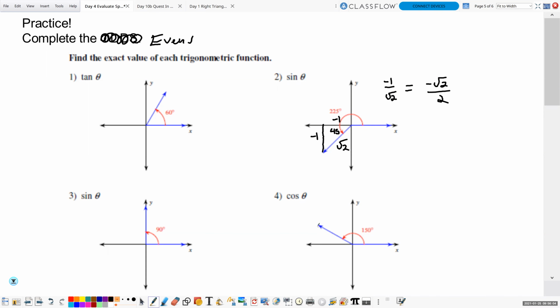150 degrees. Here's my reference angle. It's 30. This is 1. This is negative root 3. Ooh, that's ugly. This is 2. So adjacent over hypotenuse.